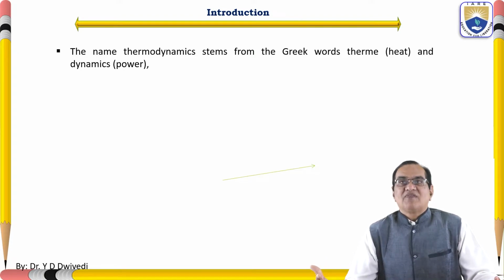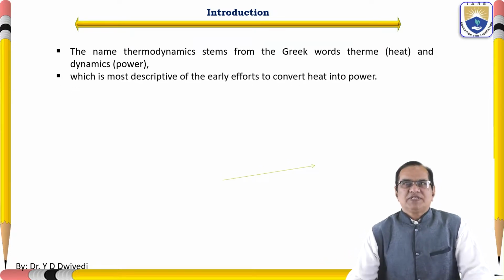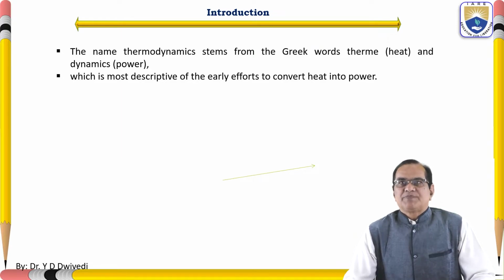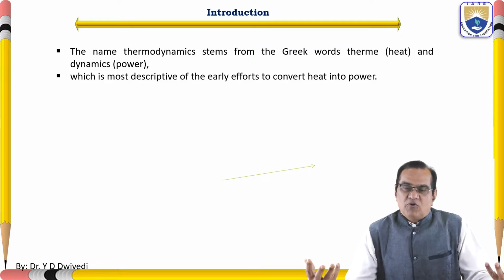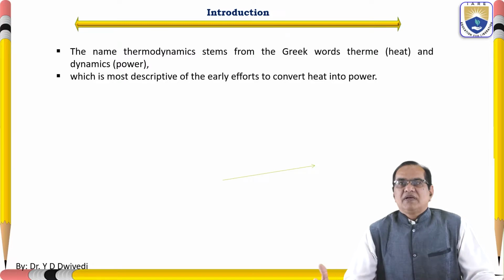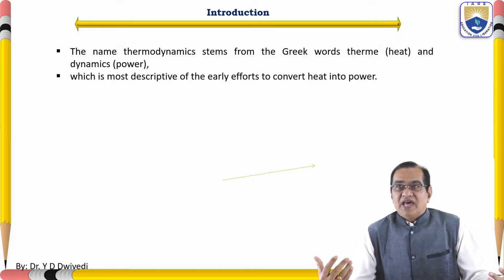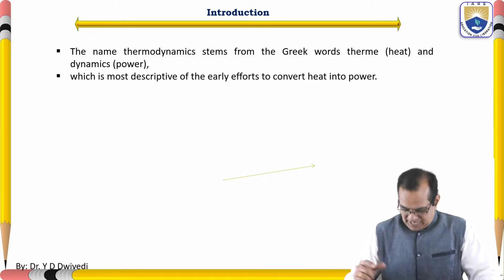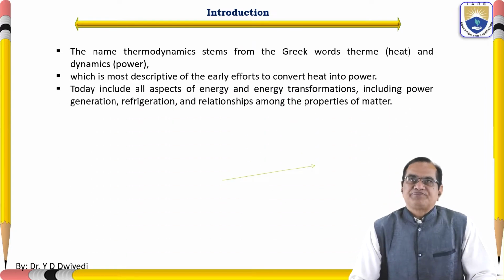So it is the very conventional definition of thermodynamics, which is most descriptive of the early effort to convert heat into power. If you see the olden days engines, they were steam engines, and in these the water was first heated, and the heated vapors were used to operate the engine. These were the very early efforts in the 18th century. From that time this definition has started.